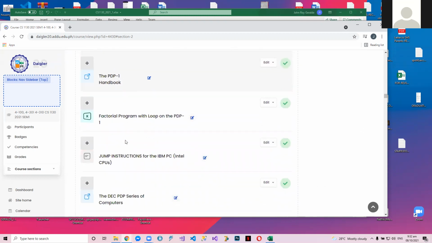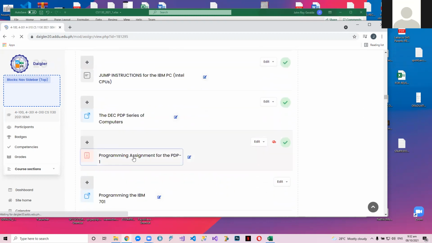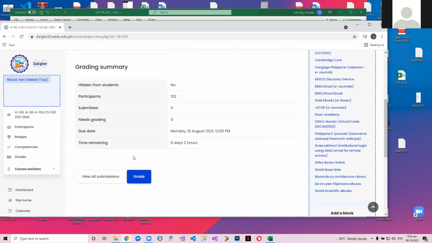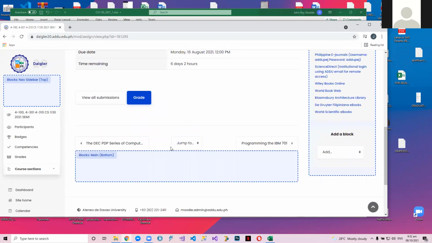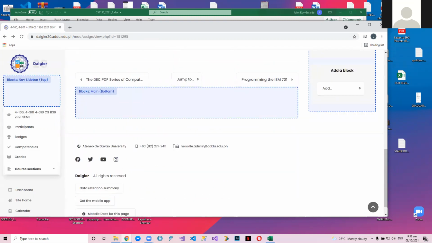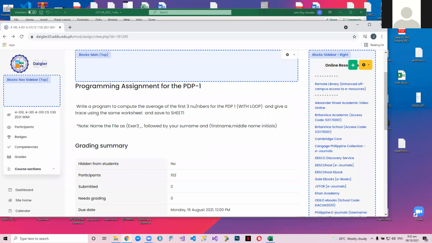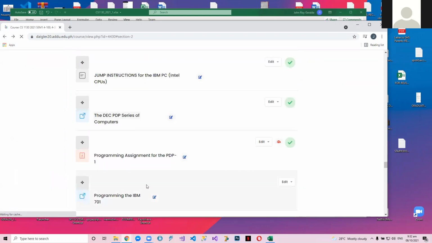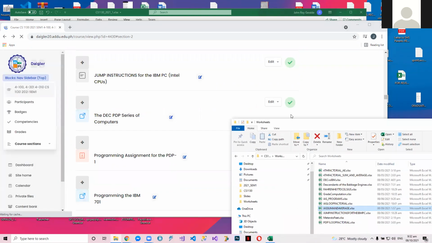Now you also have an assignment due next Monday, which is to do average. This is a simple assignment. Okay, write a program to compute the average of the first three numbers using the PDP-1, with loop, and give a trace. I will discuss the assignment shortly. But before that, let me give you the answer to the programming assignment for the IAS.